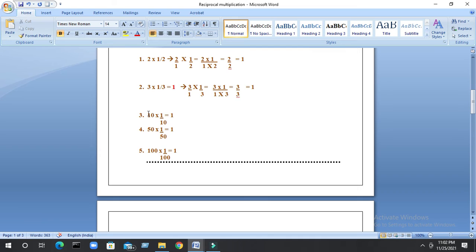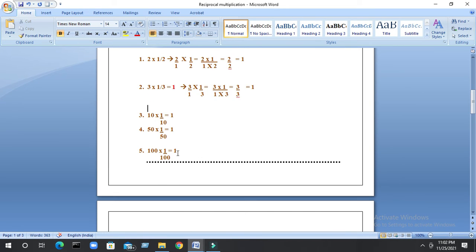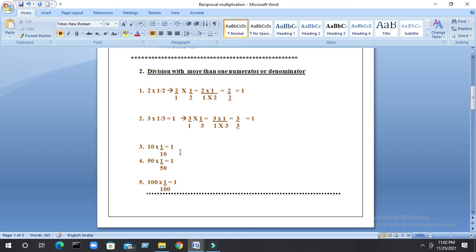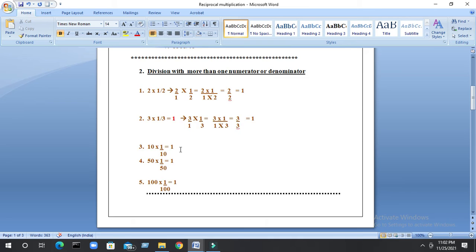Next, go for the third one. Similarly, 10 into 1 by 10, it should be 1. 50 into 1 by 50, which should be 1. Again, 100 into 1 by 100, which should be 1. Probably you may feel that it's so easy. Yes, this is easy till you get this hands-on. Else, this becomes a nightmare. Having said this, I'm giving you the practice sums, and I request you to please go ahead and practice them.